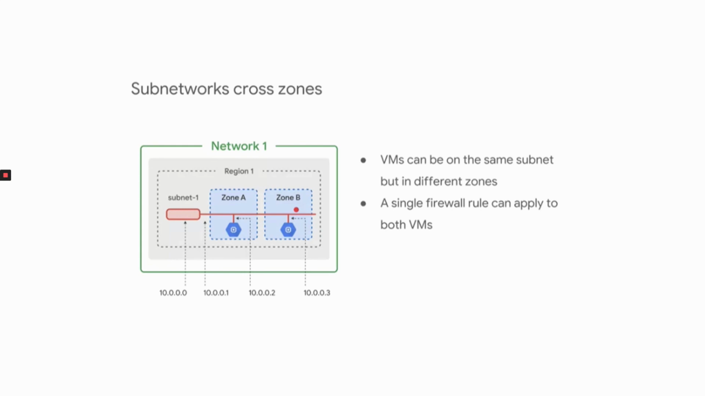So as far as subnetworks go, they can cross different zones. So within a region there are different zones, which often maps to a single data center, but it could be several data centers within a zone, but they're basically geographically distant areas. And as you can see here, VMs can be on the same subnet, but in different zones. They can still communicate with each other by default, and a single firewall rule can apply to both VMs here in this case.